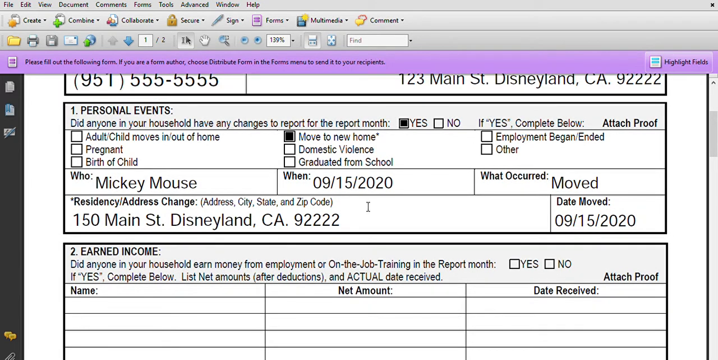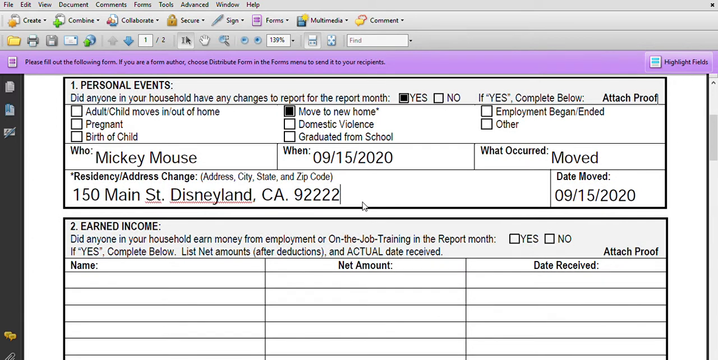You'll notice that on these questions, a lot of them say attach proof right here in the right-hand corner. Whenever it says attach proof, we want you to give us proof of what you're reporting. Because Mickey is saying he moved, we're going to want to attach a rental agreement from the landlord, or maybe a utility bill that states his name and the new address, something that's current within the last 30 days.